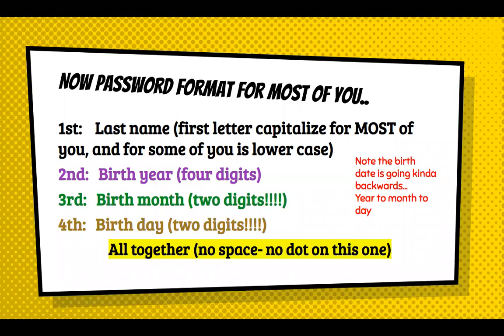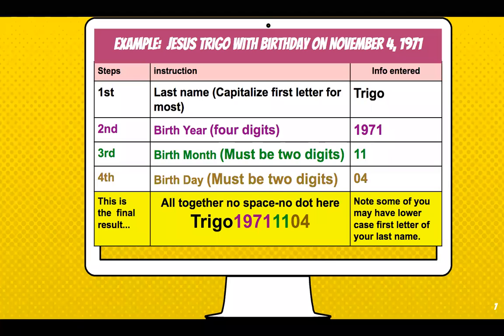So let's look at an example of the student Jesus Trigo, who was born on November 4th, 1971. So first is the last name, first letter is capitalized. Birth year was 1971. Birth month was November, which is month 11. And then birthday is 4, but we have to have 2 digits. So we have to put a 0 in front of the 4 to satisfy the format.